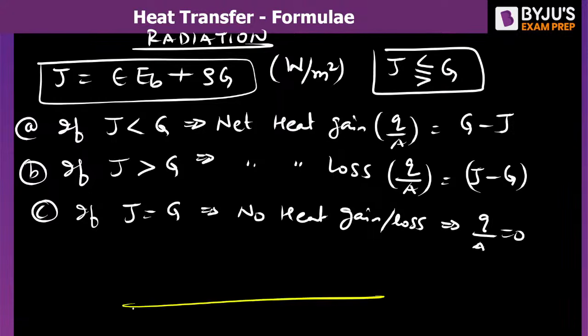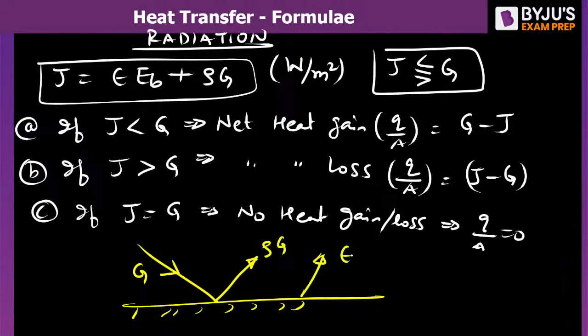So there is a surface, an opaque surface. The incident radiation is G. The reflected radiation is rho into G, and then emitted radiation is epsilon EB. So this combined together is called radiosity J.